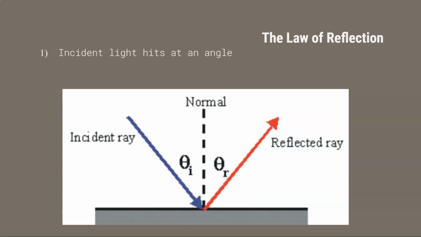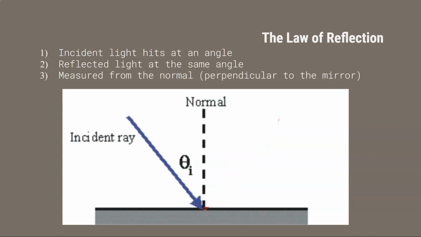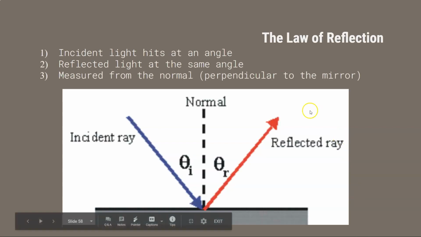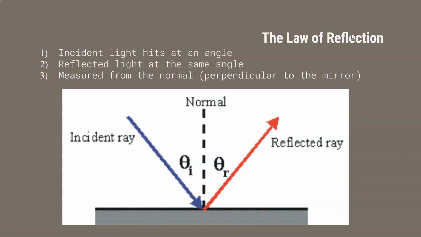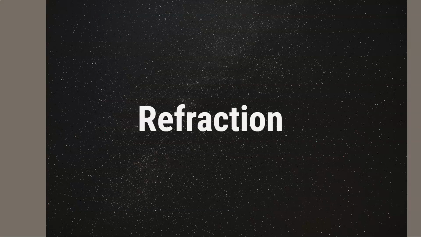So what does that mean? Incident light hits at an angle, it's reflected at the same angle, and we measure that from the normal, or perpendicular, from the mirror. Here's light, it's coming in and hitting the mirror, and it's bouncing away from the mirror. Right where it hits the mirror, we measure and create something called a perpendicular. It's a line straight out away from the mirror. Then we measure the angle from the normal to where the light is, and from the normal to where the reflected ray is. That shows that we have the same angle no matter what.